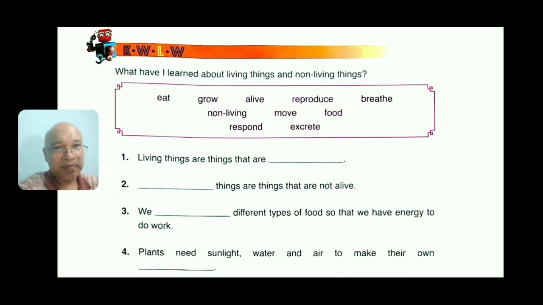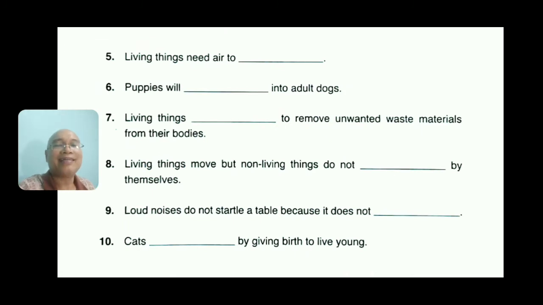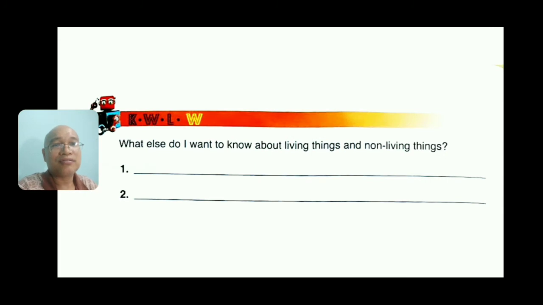I want you to answer this page. What have I learned about living things and non-living things? I want you to use these words: eat, grow, alive, reproduce, breathe, non-living, move, food, respond, and excrete, in the numbers from 1 to 10. All right? And I want you to post your answers in the comment section. And also answer this one: what else do I want to know about living things and non-living things? I want to see if you can do it. And if you cannot, let us see what I can do.